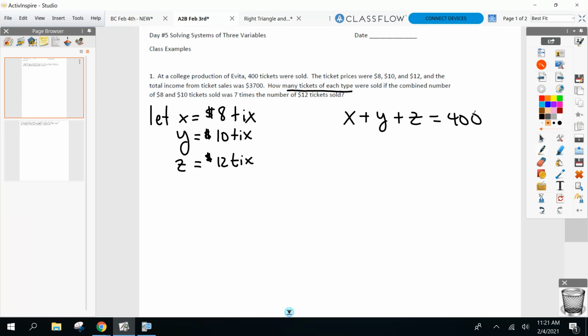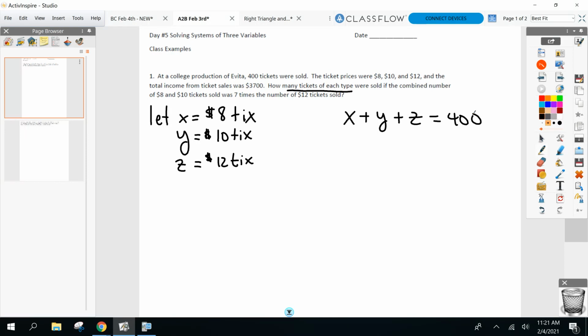Okay. All right, what about the 3,700? That's money. Money stays with money, right? Where are we going with that one now? Anybody want to come up with a second equation with the money? You can do it.